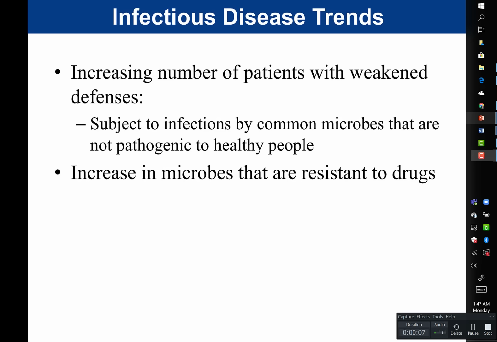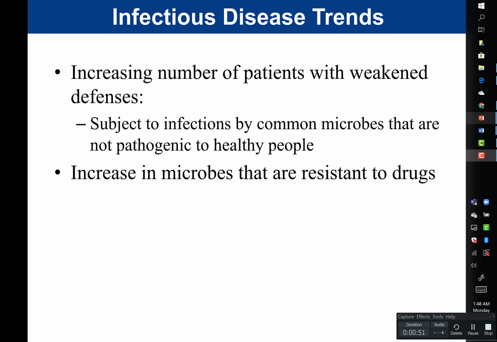And one trend is that we're starting to see an increasing number of patients with weakened defenses. And what ends up happening is when a patient has a compromised immune system, they are then subject to infections by common microbes that are not pathogenic, meaning not disease-causing, to healthy people. And so we call these types of microbes an opportunistic pathogen. It's a microbe that if you are healthy, your immune system will fight it off and you'll have no problem. However, in patients who are immunocompromised, meaning their immune system is weakened, those particular patients are now susceptible to these microbes that normally don't cause disease.